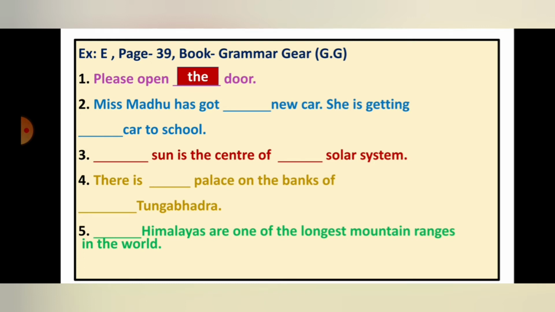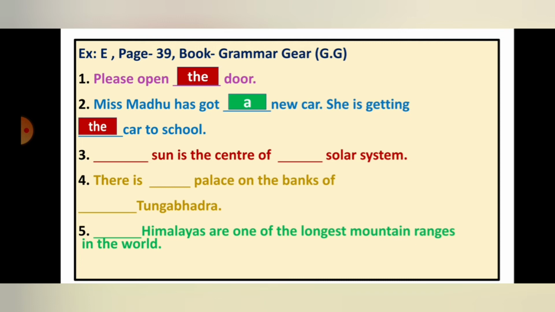Then number 2 is, Miss Madhu has got dash new car. She is getting dash car to school. So in the first sentence, we are talking about a car. Then we are mentioning this car again. When we are talking about a thing for the first time, we use a, and here it will be a, not an, because the noun doesn't start with a, e, i, o, u. Now she is getting a car to school. Now we are talking about the same thing. So she is getting the car to school.